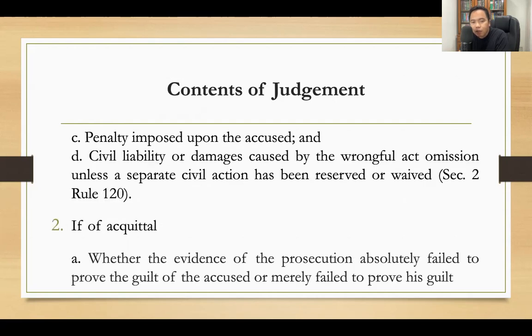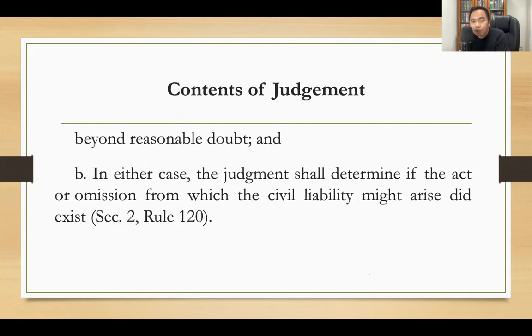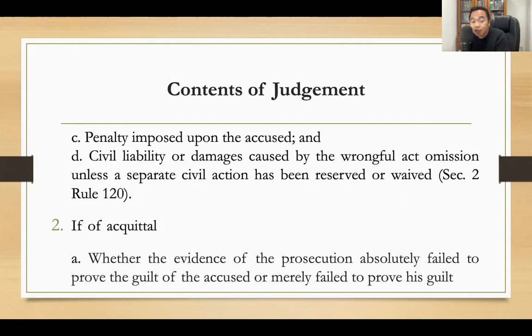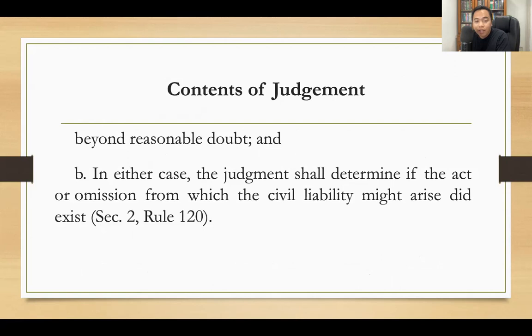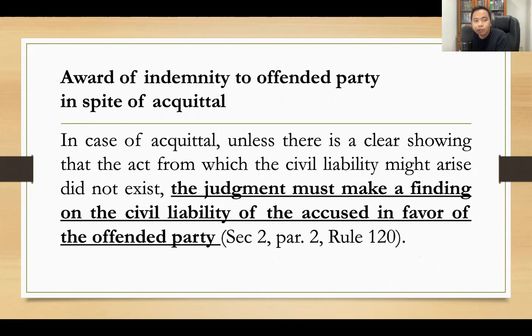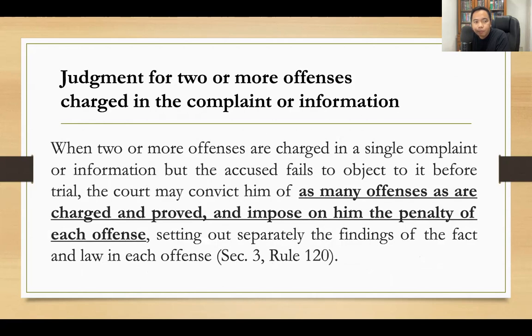So there are two types of acquittal as a matter of fact, class. An acquittal can be based on reasonable doubt, in which case there can still be civil liability arising from the crime. The type of acquittal which will not allow a grant of civil liability or damages arising from the crime is when the court pronounces that the prosecution absolutely failed to prove the guilt of the accused, or that the act or omission from which the civil liability might arise did not exist.